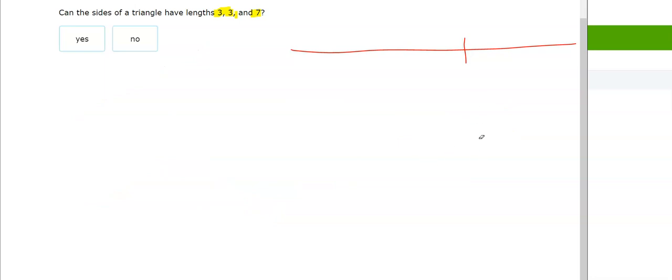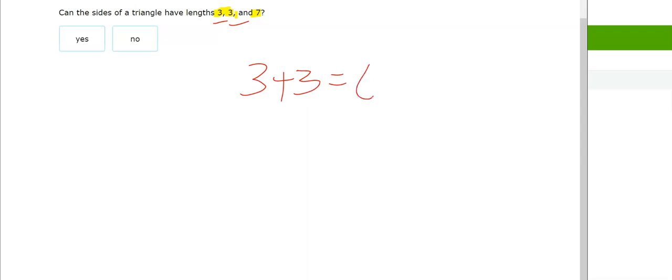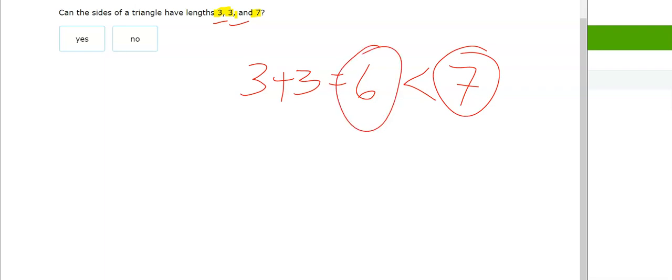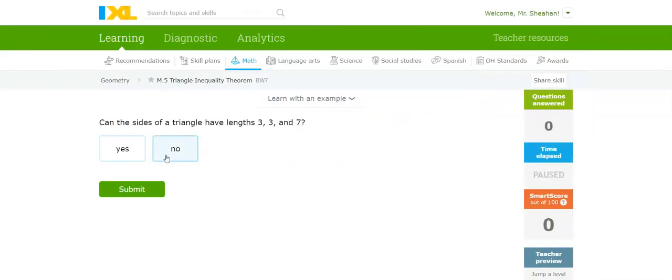Okay, so there's an easy test for this. All you have to do is take the two smaller lengths. You can see here 3 and 3 are smaller than the others, and add them together. 3 plus 3 equals 6, and then compare it to the last one. Notice 7 is bigger, and since this one is not bigger, we're going to pick no for this one. Basically, like I did, just add together the two smaller lengths. If it's equal to or smaller than the third length, then you have to click no.